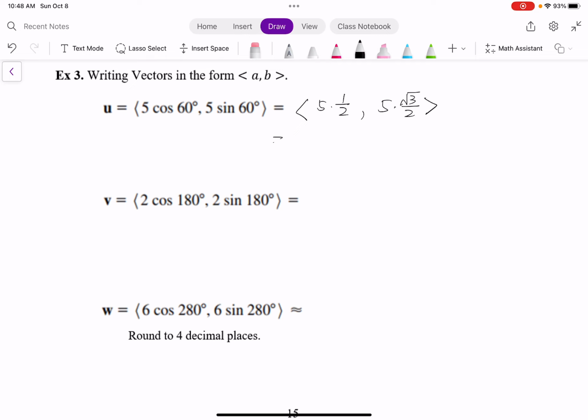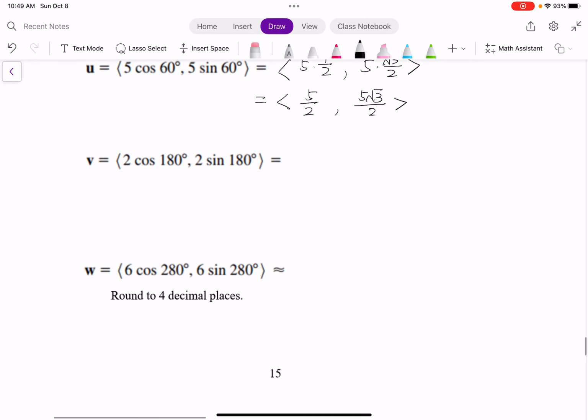If the question didn't ask you to round to decimal places, you can keep the form like 5/2. You don't need to give me 2.5. All right, how about this? So 5 times square root of 3 over 2. That's 5 square root of 3 over 2.